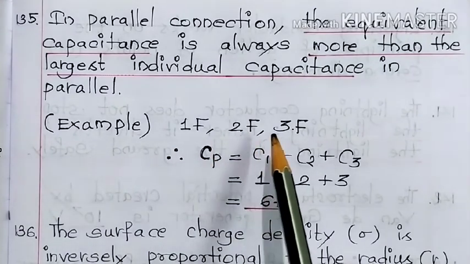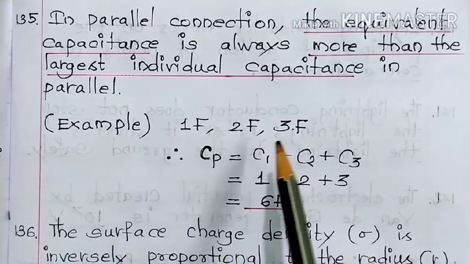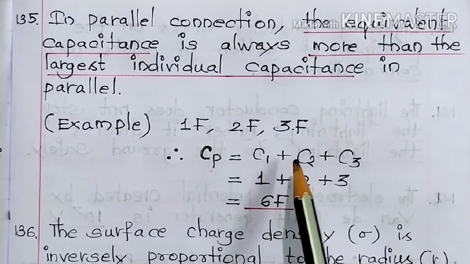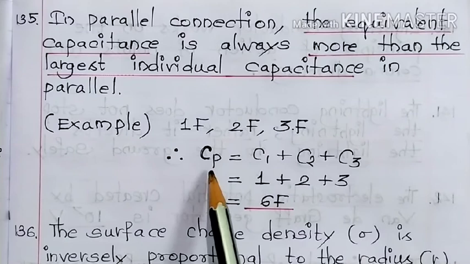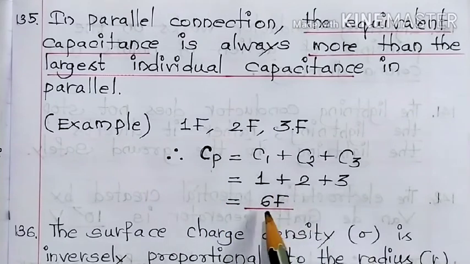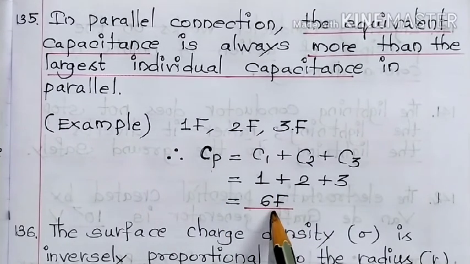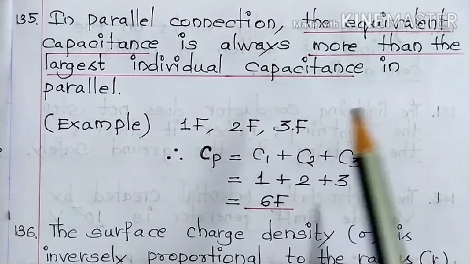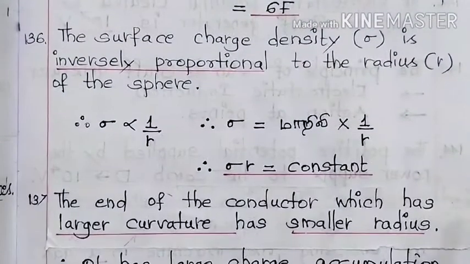Now let us see with an example. 1 farad, 2 farad, 3 farad, all these are in parallel connection. So the equivalent capacitance Cp is equal to C1 plus C2 plus C3. P stands for parallel. 1 plus 2 plus 3 is equal to 6 farad. So this 6 farad is larger than the largest of these 3. Next point.